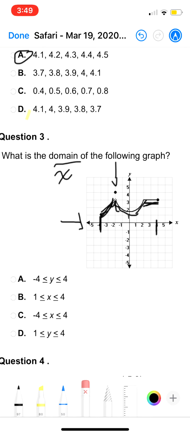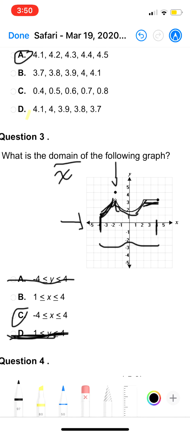All right. So what you're going to do, if you're asked the question, what is the domain, you're going to see what x values it hit. So it hit -4 all the way over to this +4. Now it's asking domain, and domain is x. So A says -4 is less than or equal to y is less than or equal to 4. Well, your domain is your x values, not your y values. So it can't be A. Same reasoning, it can't be D, because domain has nothing to do with your y values. It has everything to do with your x values. B says it goes from 1 to 4, which is not true. C says it goes from -4 to +4, which is exactly what we just said.